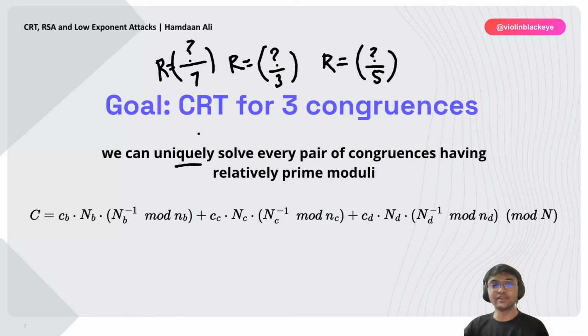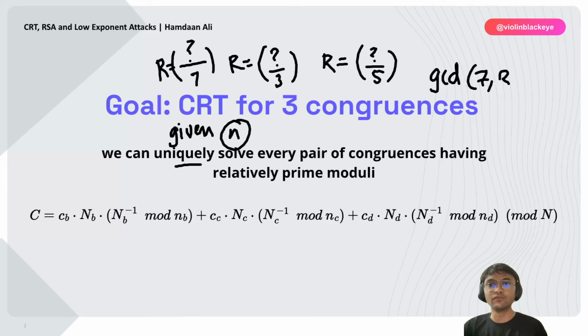Formally, we can say that given n congruencies, we can uniquely solve every pair of congruencies having relatively prime moduli. What this means is these numbers 7, 3, and 5 have the greatest common divisor of 1 when taken pairwise. The GCD of 7 and 3 is 1. Likewise, the GCD of 5 and 3 is 1, and so on.